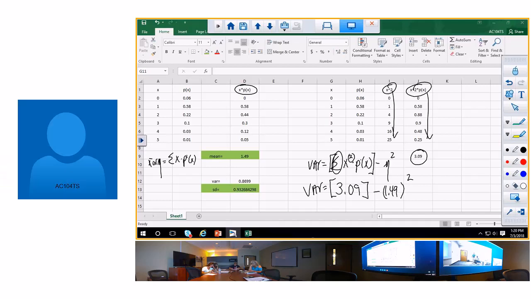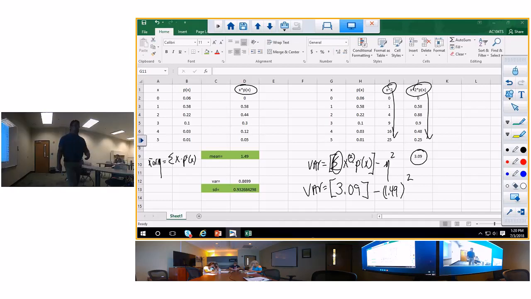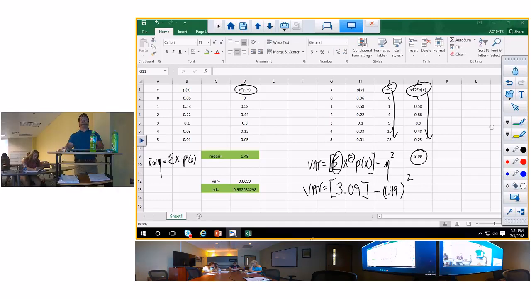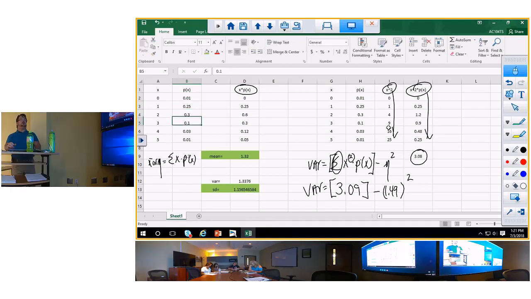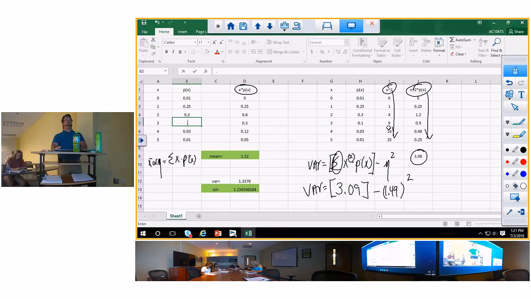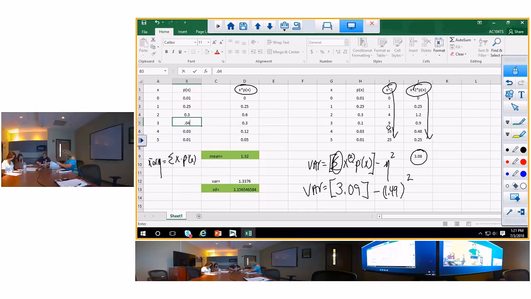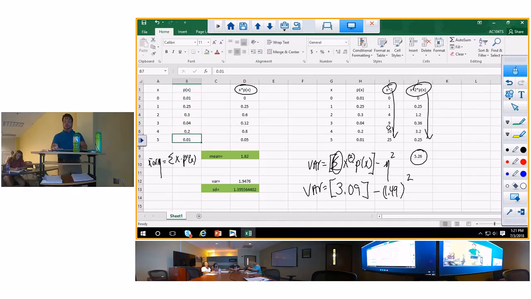Now, right quick, I'm going to change up the numbers, and I want you to put it in your notebook for a second example. I want you to calculate it. I'm going to go over here and change that 0.01, change that 0.25, change that 0.3, change that, let's say 0.7. That's 0.55, 0.56, 0.04. That's 0.6, 0.2, and 0.2.